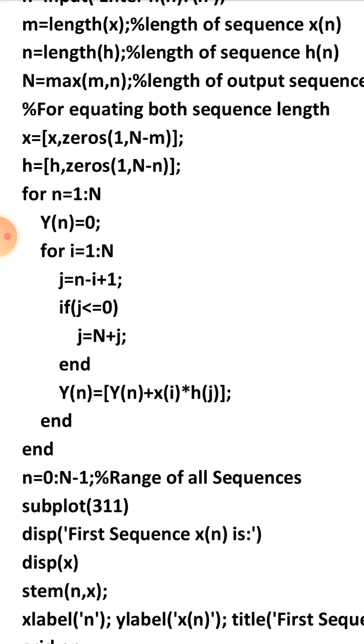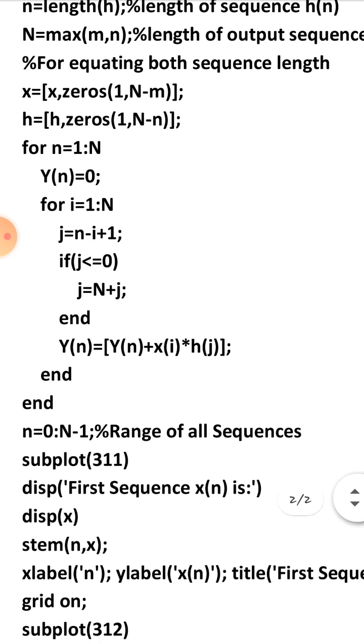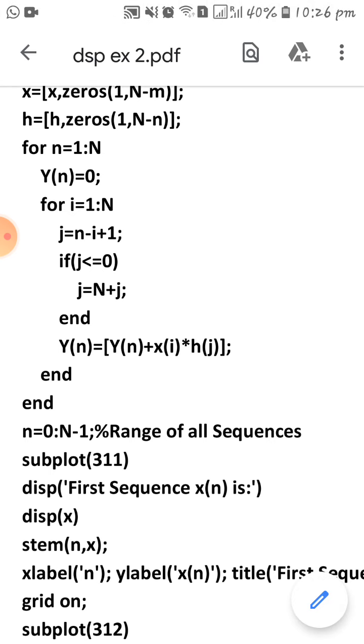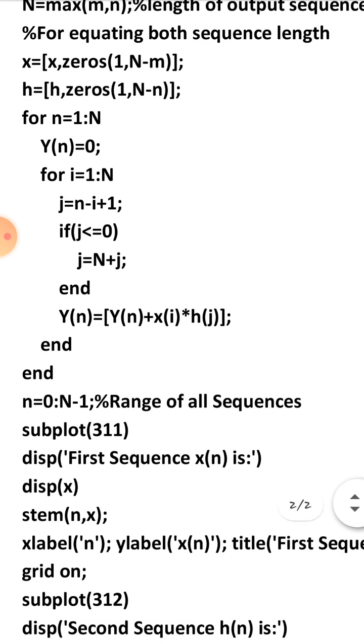So now we are creating a loop. For n is equal to 1 to capital N, capital Y of n is equal to 0, and then for i is equal to 1 to capital N, j is equal to n minus i plus 1. So here we are trying to do the convolution operation. If j is less than or equal to 0, then j is equal to n plus j. So basically we are shifting the second sequence. This is a rotational shift, that's why we are doing it in a for loop.